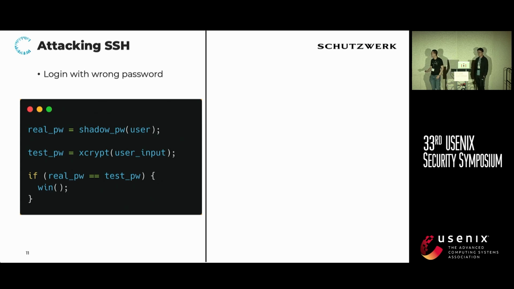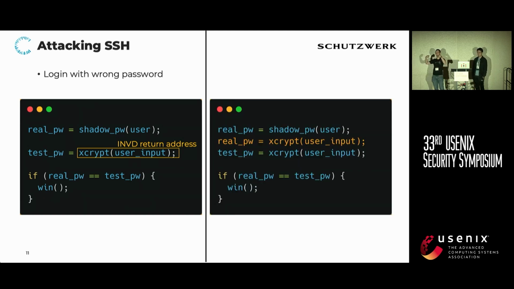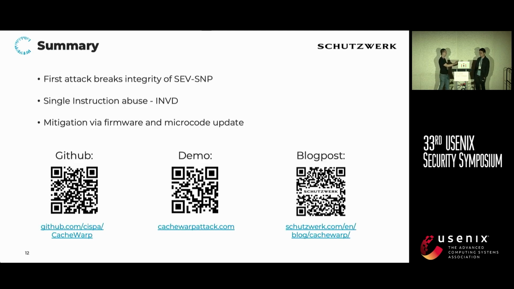Now on the left side, you see a very familiar pattern. This is simplified code of the SSH password login. If both values are the same, we get logged in and get code execution. Now, at the second function call, we trigger invalidate, which, as we saw, will effectively inject a new line of code where now the real password will be the hash of our user input. Test password will be the hash of our user input. They are both the same. We win. And now, back.